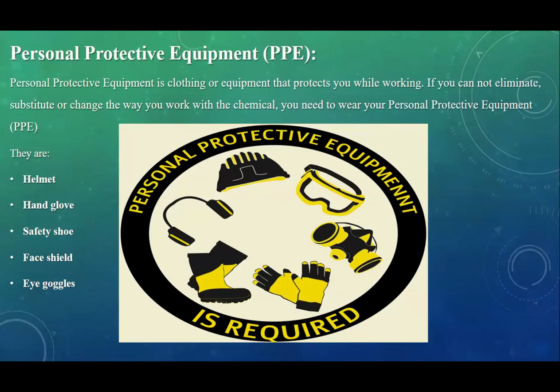Personal protective equipment is clothing or equipment that protects you while working. If you cannot eliminate, substitute, or change the way you work with the chemical, you need to wear your personal protective equipment. This includes the helmet, hand gloves, safety shoes, face shield, eye goggles, etc. So while working in your workplace, personal protective equipment is required in case of emergency.